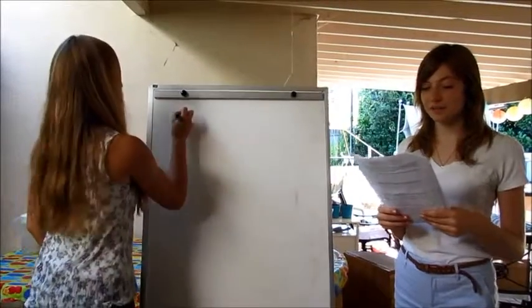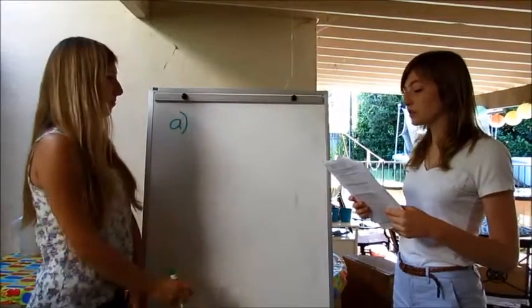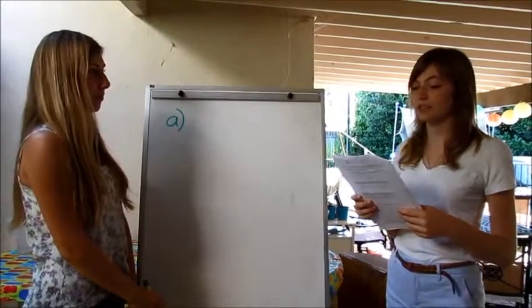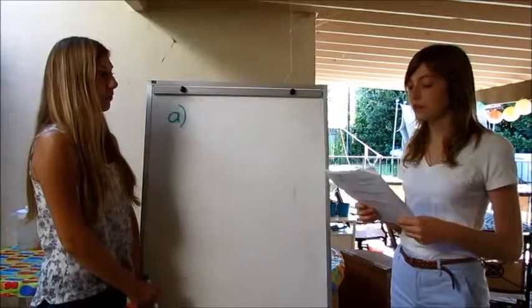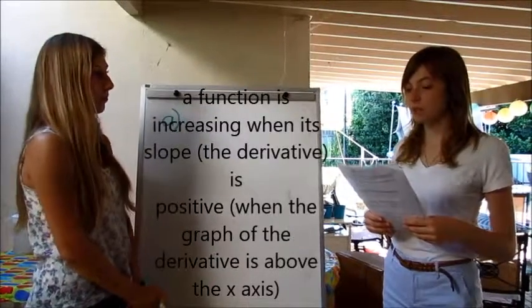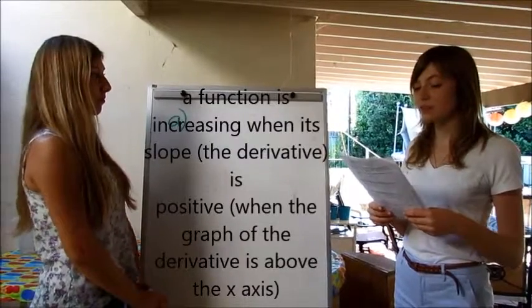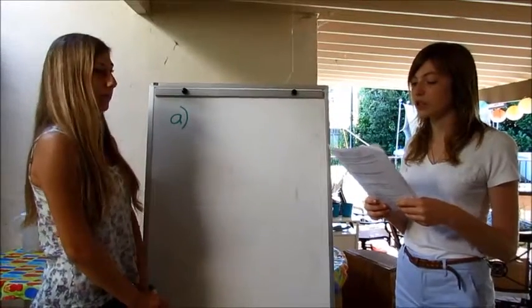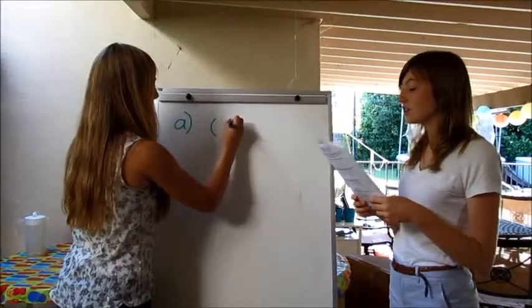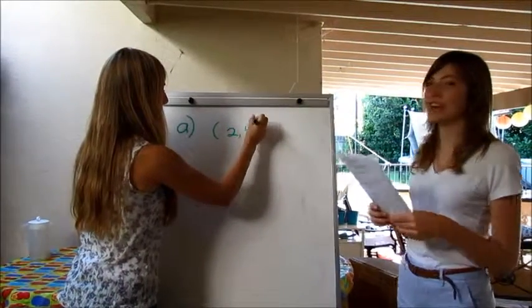Number 4, Part A. On what intervals, if any, is f increasing? Justify your answer. The function is increasing when its slope, which is the derivative, is positive. The graph of the derivative is above the x-axis on the interval from 2 to 4. So therefore, the slope is positive on that interval.